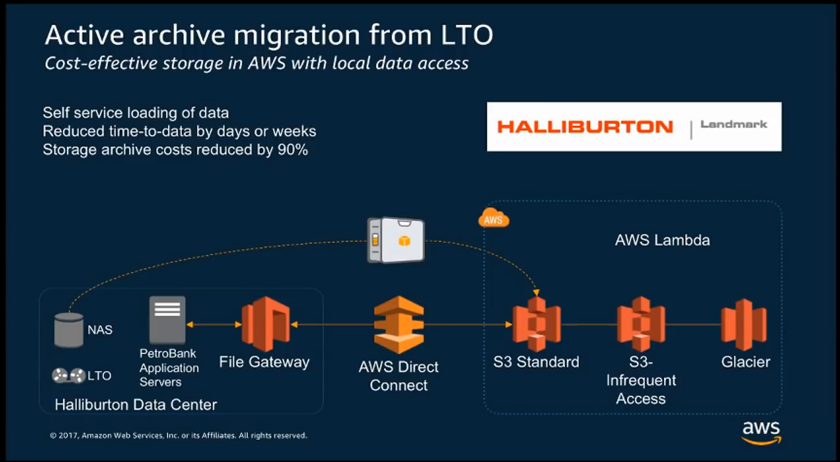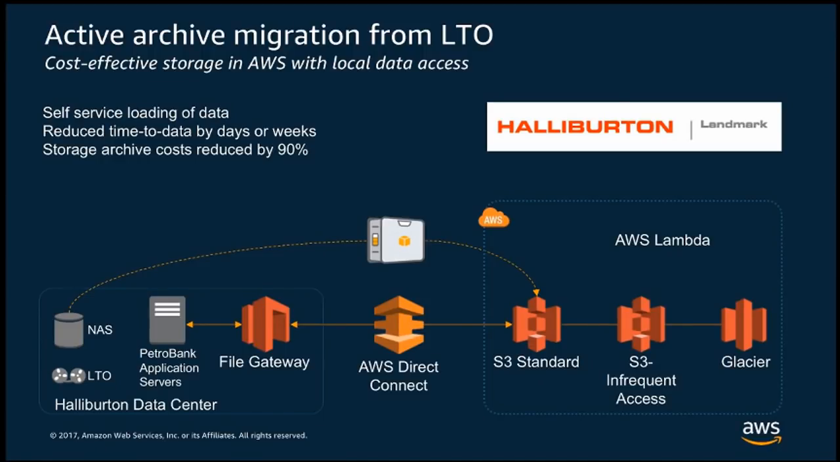They deployed a file gateway inside of their data center and connected the Petrobank application and the application servers to the file gateway. So they were already using NFS to mount their NAS filer, and now they're using the file gateway. And what that's done is they were able to go from days or weeks to restore the data and make it available to their customers to real time, because they've moved all of the data into S3 standard and S3 infrequent access, and they're accessing it with a file gateway.